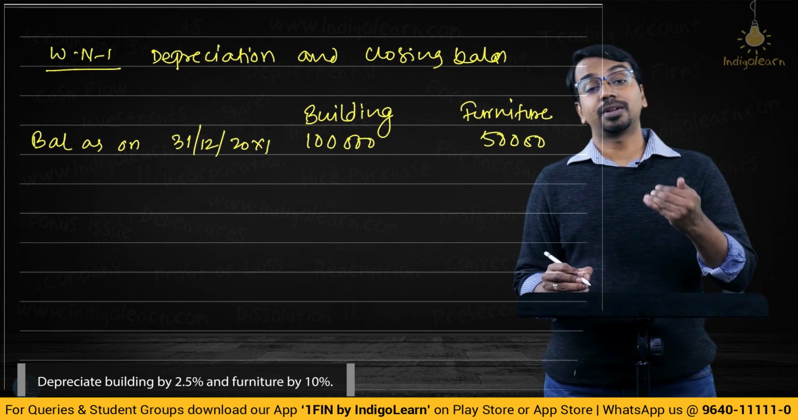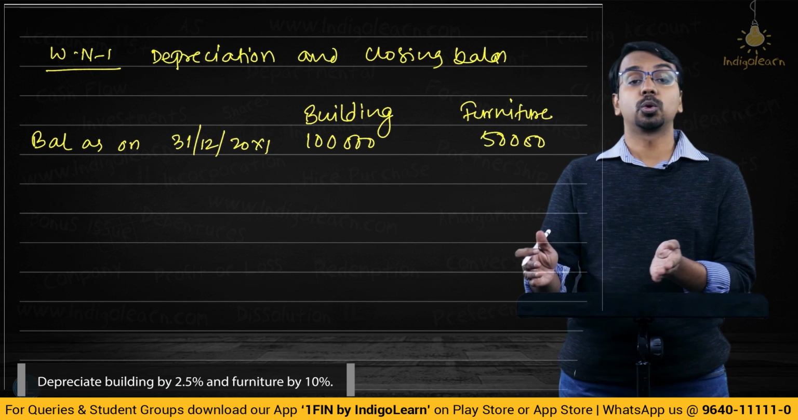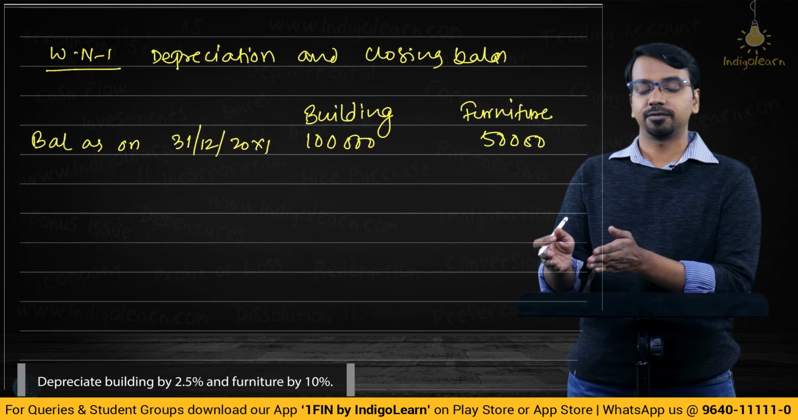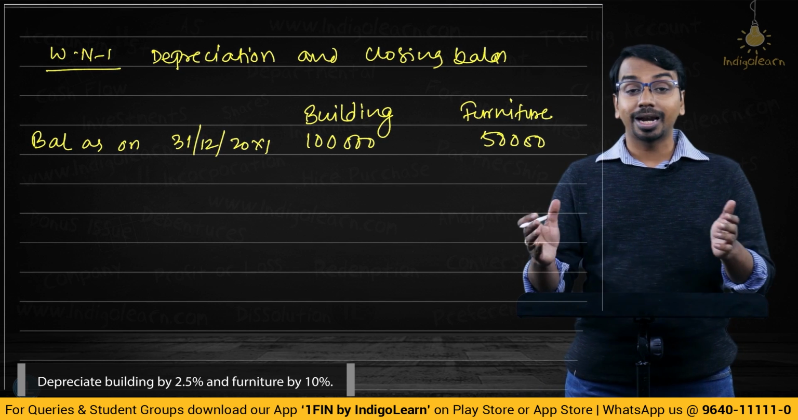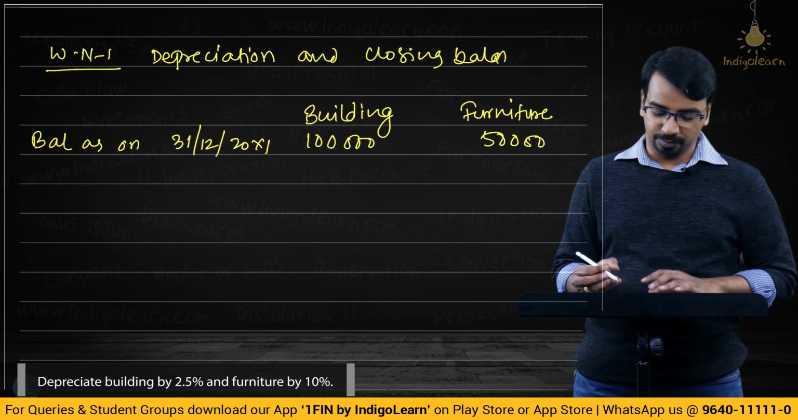See, to save time in the examination, you can club similar workings together, right? For example, building and furniture, you know you need opening balance, depreciation and closing balance. You can club them together to save your time.